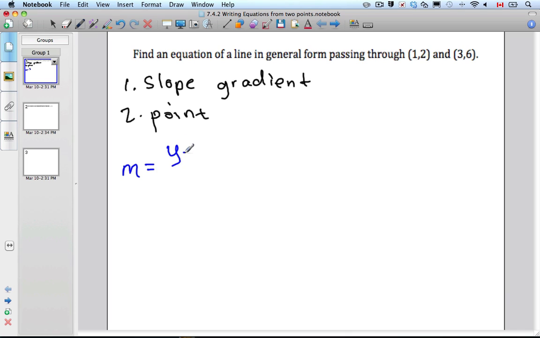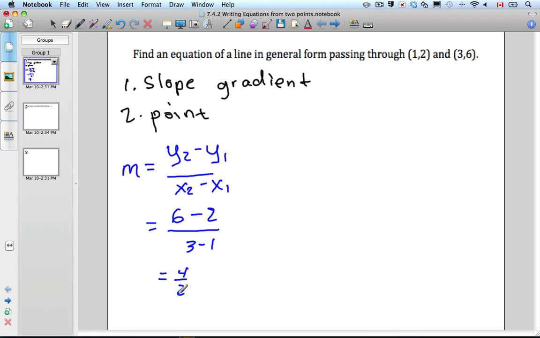We just take y2 minus y1 and divide it by x2 minus x1. So let's substitute that in. We take 6 minus 2 over 3 minus 1, and we get 4 over 2, which is a happy 2. So now I have my gradient equal to 2, and I have a point. I'd like 1, 2 because it's small. Could I use 3, 6? Sure, it doesn't matter.